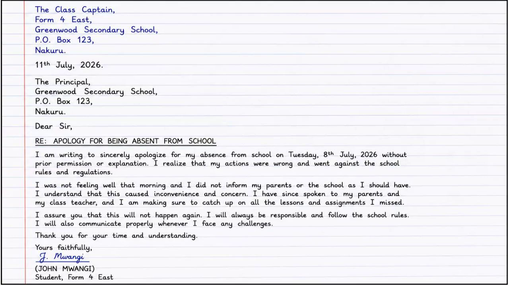Now we skip a line. I am writing to sincerely apologize for my absence from school on Tuesday, 8th July 2026 without prior permission or explanation. I realized that my actions were wrong and went against the school rules and regulations. I was not feeling well that morning and I did not inform my parents or the school as I should have. I understand that this caused inconvenience and concern. I have since spoken to my parents and my class teacher and I am making sure to catch up on all the lessons and assignments I have missed.